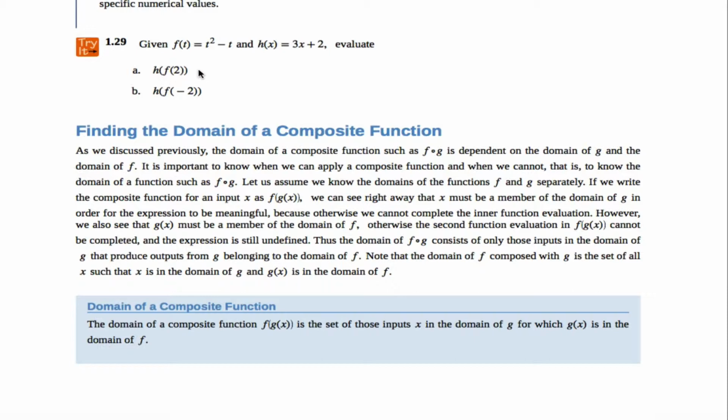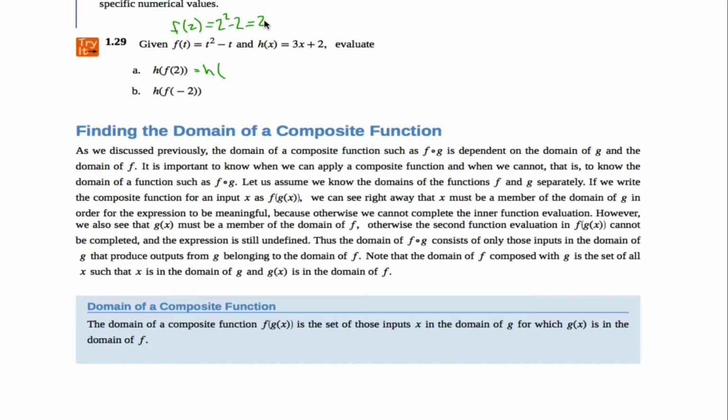To figure out h of f of 2, all you've got to do is work your way from the inside out. So figure out what is f of 2. You can figure out f of 2 because you have a blueprint right here. Just change all the t's into 2's. You get 2 squared minus 2, which equals 2. All right, 4 minus 2 is 2.